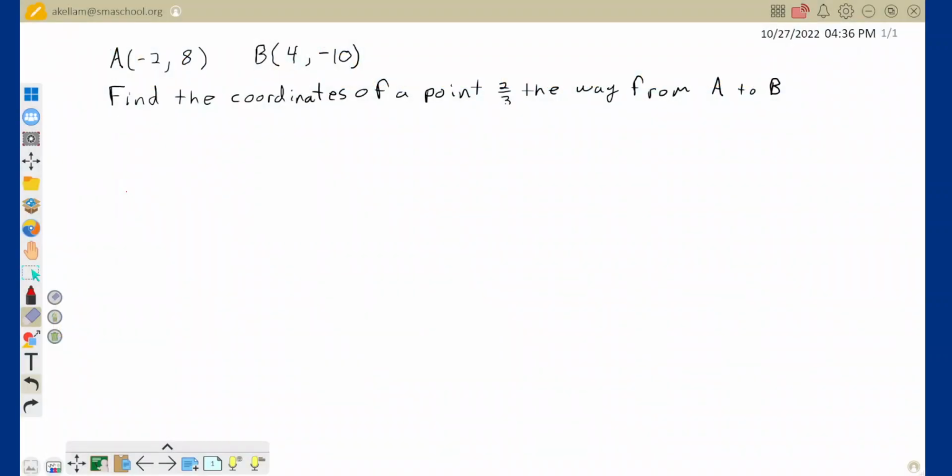Hello, everybody. Today we're going to look at a method for finding the coordinates of a point a specific fraction of the way from one point to another along a segment. Now, the systems of equations method that we're going to look at, I do not recommend. I'm honestly only making this video at the request of one of my students who just wanted to see it.